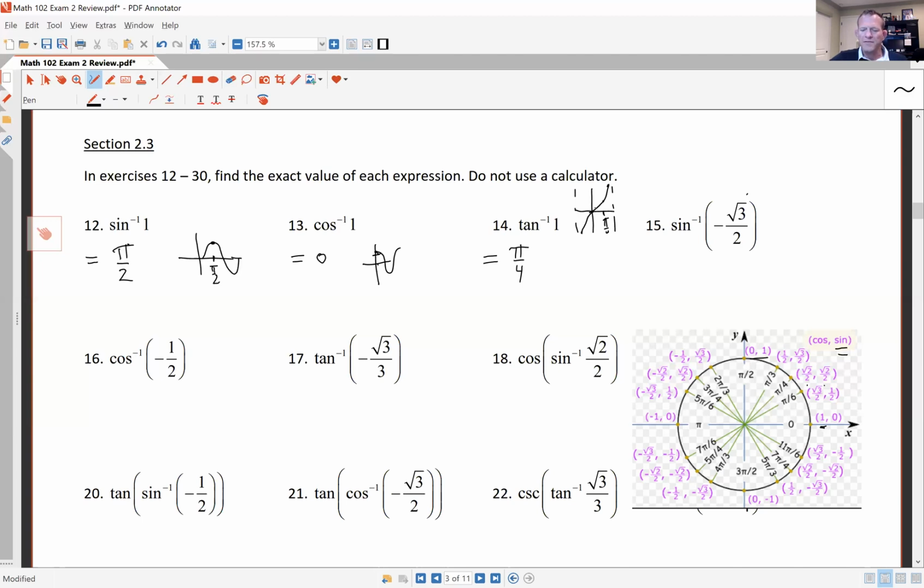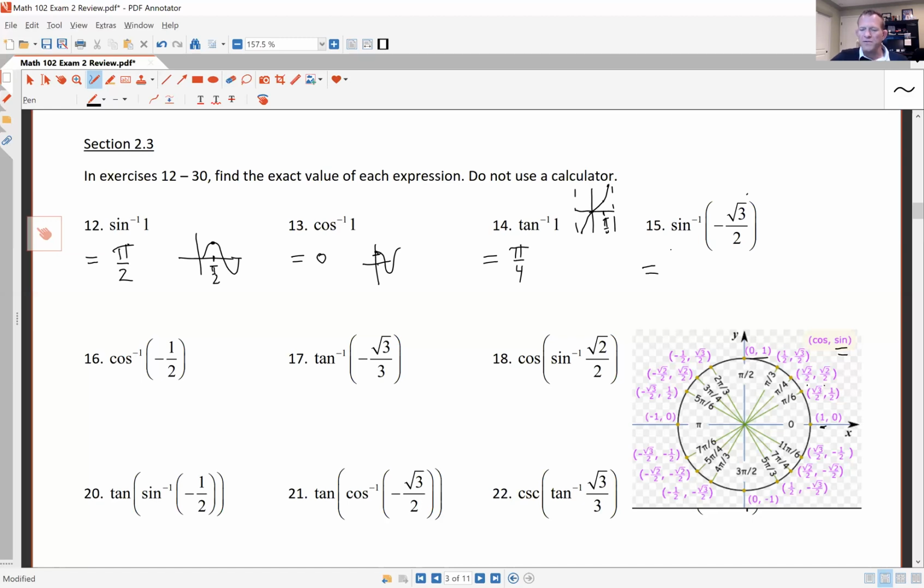Now, when we start asking for the inverse sine and inverse cosine, as well as inverse tangent of negative numbers, we have to remember that the inverse sine and the inverse tangent output their angle in quadrant 4, whereas inverse cosine outputs it in quadrant 2.